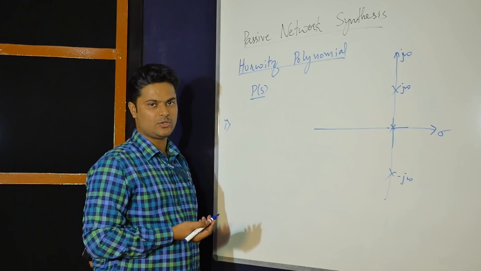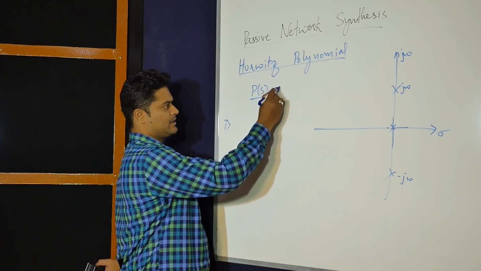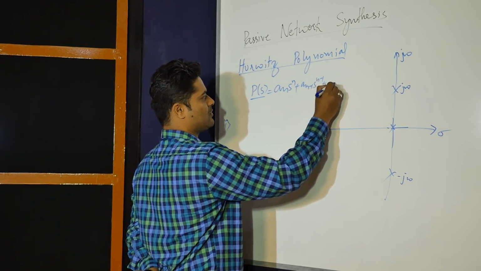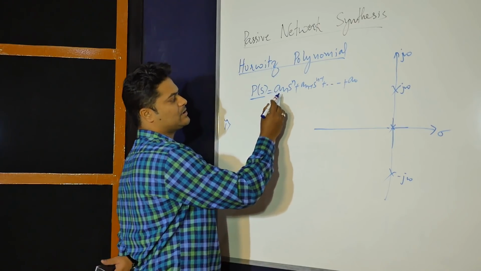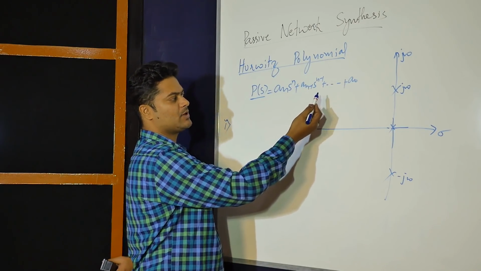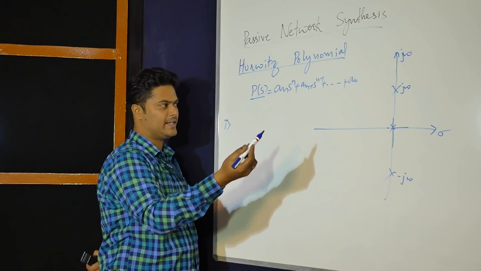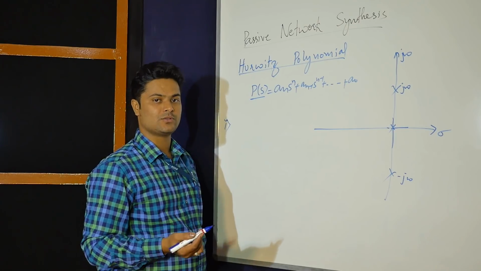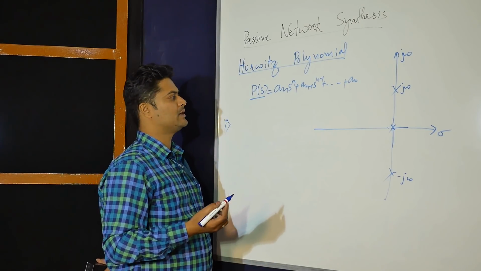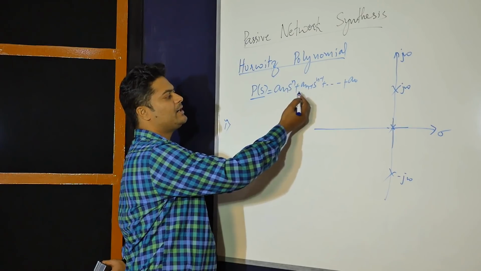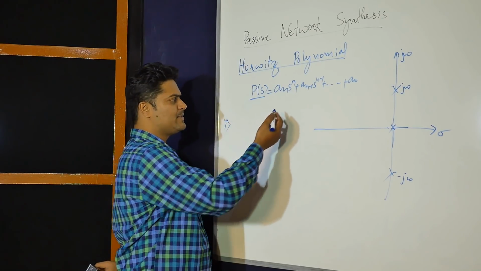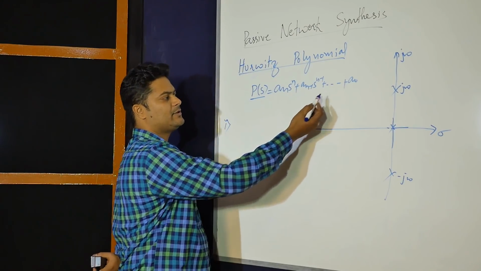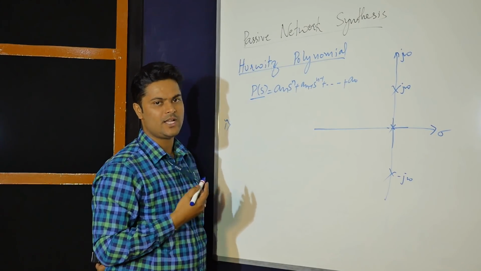to be positive and real. P of s equals an s to the power n plus an minus 1 s to the power n minus 1, and so on till a naught. All these coefficients, that is an minus 1, an minus 2, and so on, a1 and a naught, should all be positive, correct? All should be positive and greater than 0. It should not be 0 either. If it's 0, then some of the s terms will be missing. If any term is missing, then it is not a Hurwitz polynomial. Or in other words, if any of the coefficients are negative, then it's not a Hurwitz polynomial.